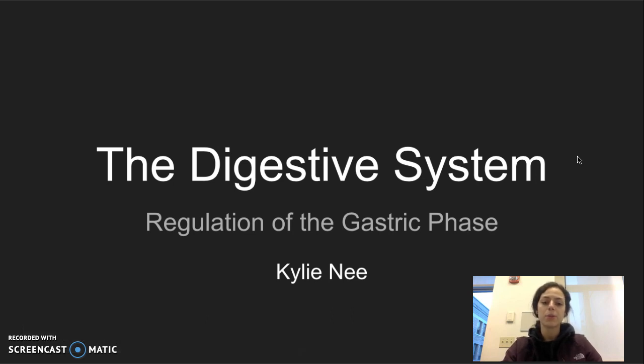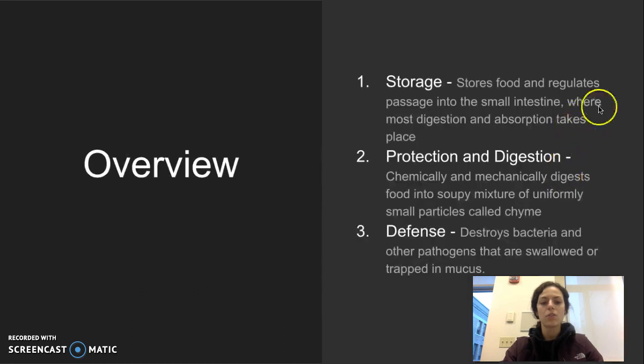Today I'm going to be talking about the regulation of the gastric phase. So for just a little overview about what we'll be talking about, there's three major stages in the gastric phase. The first is storage, which is when the stomach stores food and regulates passage into the small intestine, where most digestion and absorption actually takes place.